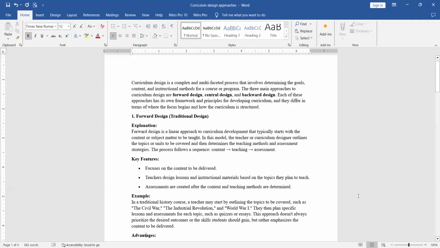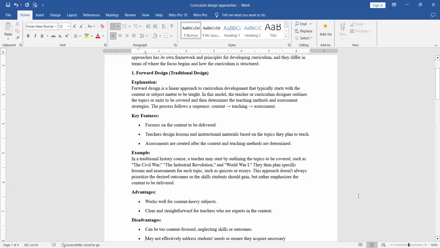Key features: focus on the content to be delivered. Teachers design lessons and instructional material based on the topics they plan to teach. Assessments are created after the content and teaching methods are determined. In a traditional history course, a teacher may start by outlining the topics to be covered, such as the Civil War, the Industrial Revolution, the First World War. That is what I want to teach.